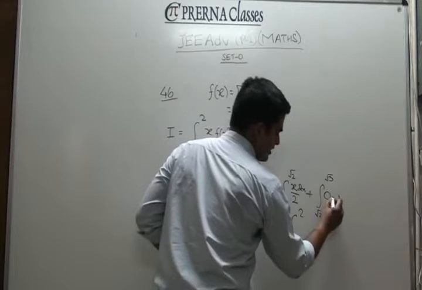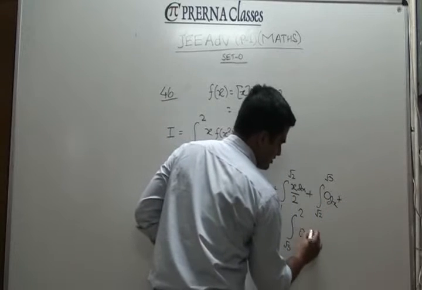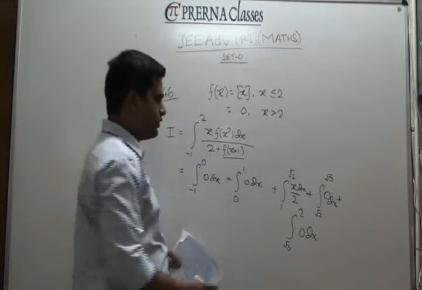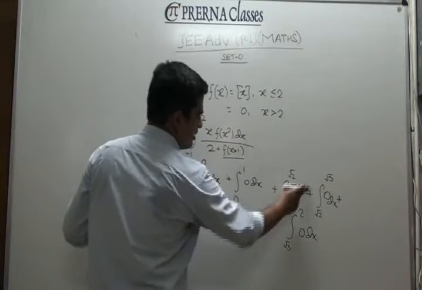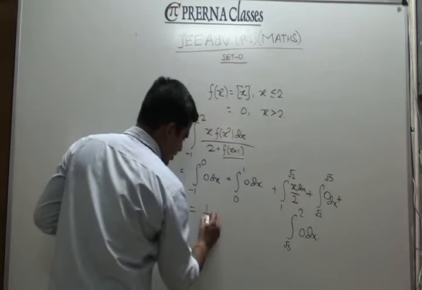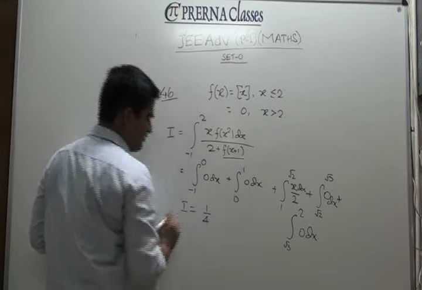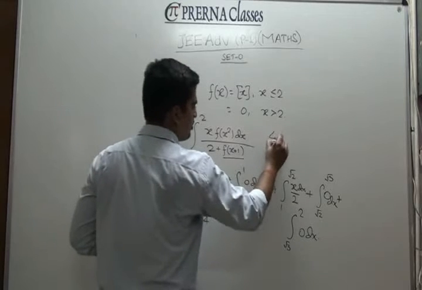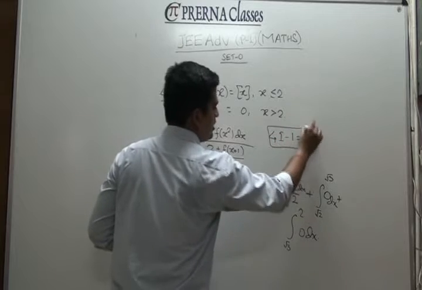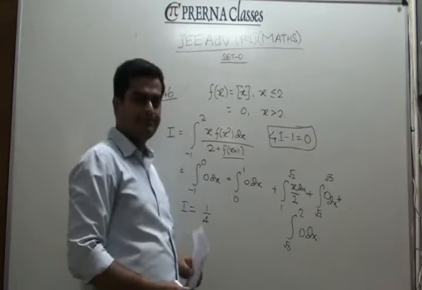Clearly then you can say in this case you will have 0 dx, in this case also you will have 0 dx, because x square is ranging actually beyond 2. Now clearly then the value of this integral is going to depend only on this, which is equivalent to 1 by 4 is the value of I, and you have to find out 4I minus 1 in such a case. Clearly that is going to be equal to 0.